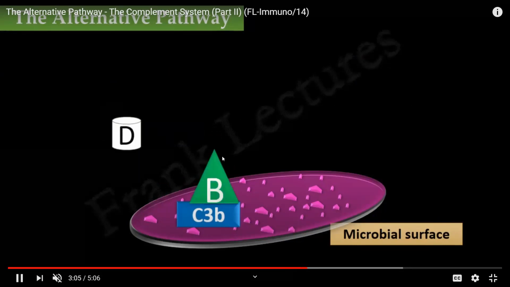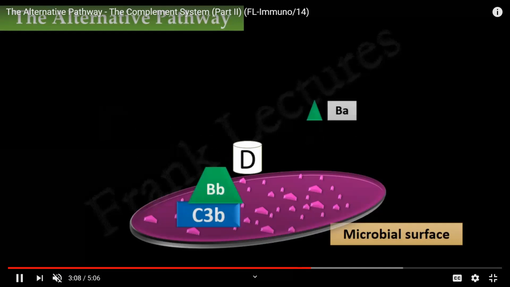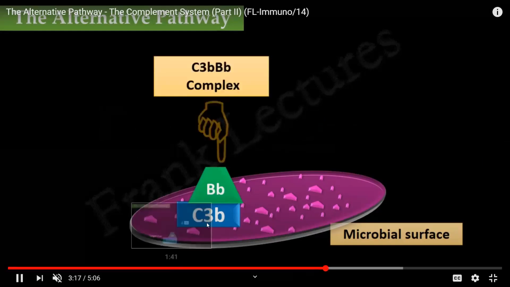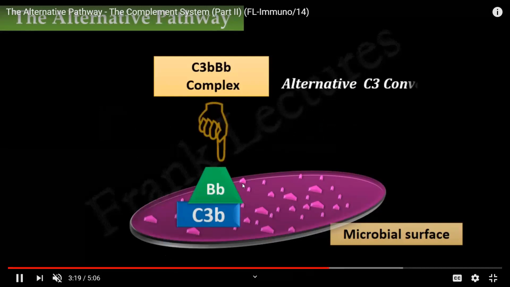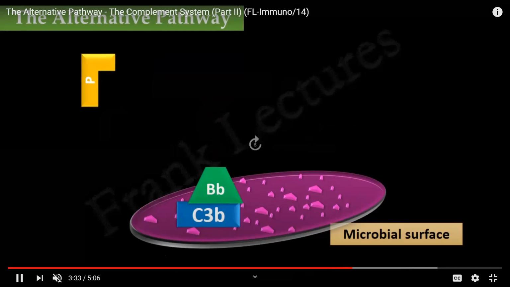Next, what will happen? Again, as we have seen, the B factor will come and join to it. Then after the B factor joins, the D factor will come and cleave B into Bb and Ba. Bb will remain attached to C3b and Ba will be released. When the C3b Bb complex is formed, this is known as C3 convertase. Similarly, again more and more C3 will come and start to bind with it.